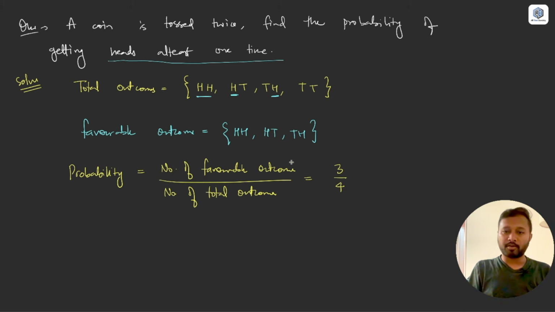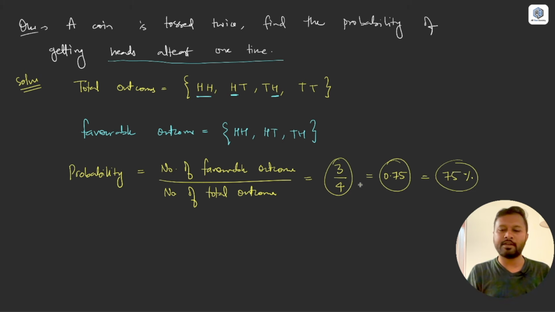Okay, 3 upon 4, or if you want to write it down in decimal, this will be 0.75. If you want to write it down in percentage, just multiply this with 100, so this becomes 75%. So in any of the three ways, these are all answers. It depends upon what options you are having or in which way they are asking this question.